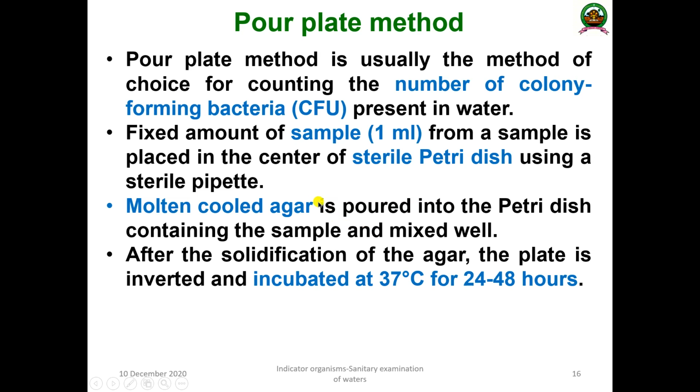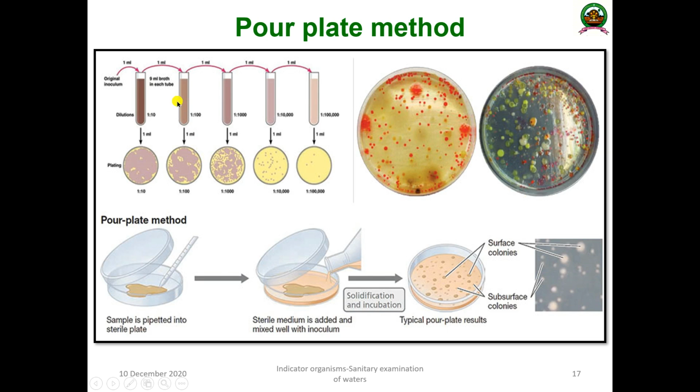That medium you keep in the incubator for one full day, at 37 degrees centigrade for 24 hours. The next day you will have small dot-like things, that is colonies, that you can observe and count. That is known as a pour plate. So this is the method.